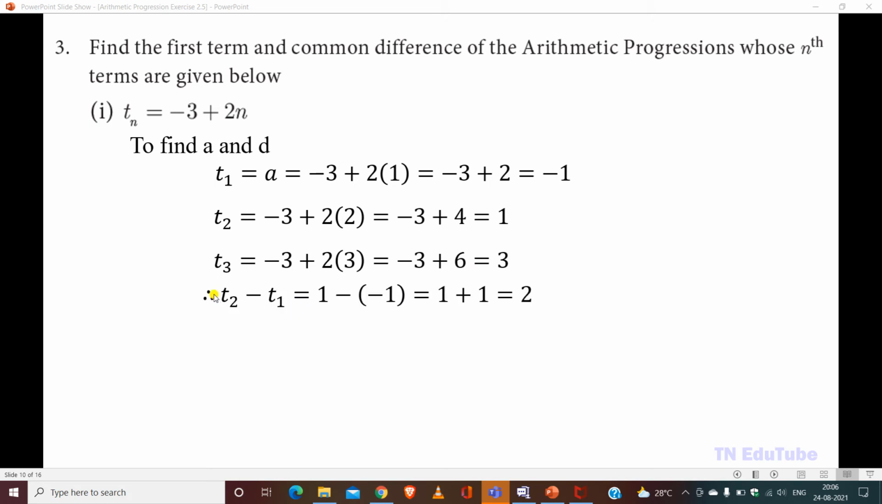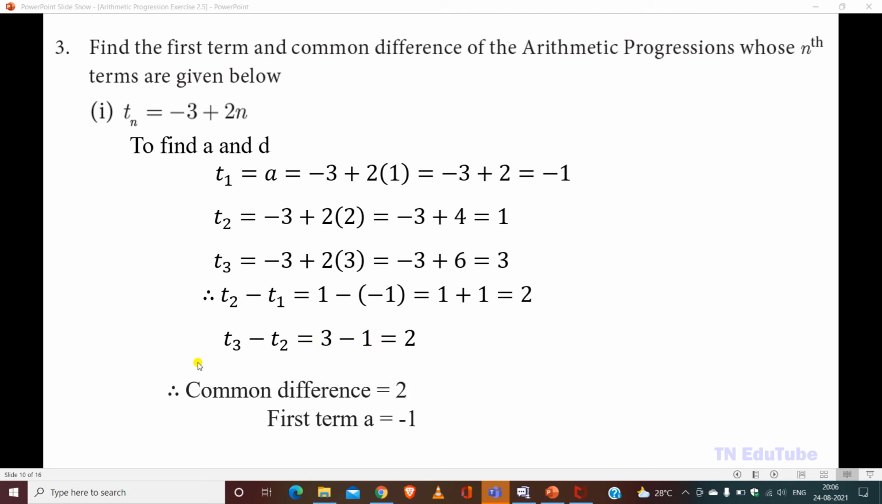Now you have to find out the common difference. T2 minus T1. T2 is 1 minus T1 which is minus 1. So minus into minus is plus. You get 1 plus 1, 2. T3 minus T2 is 3 minus 1, you get 2. So the common difference is 2, and the first term A is minus 1. That is the answer for this question.